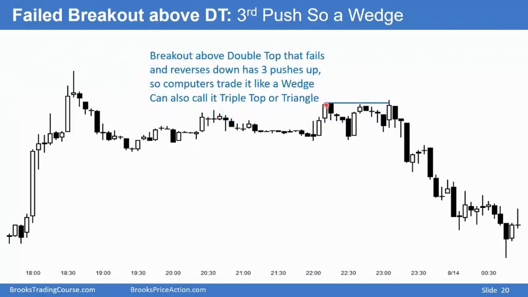Same thing here. We have a double top and a breakout. 3 pushes up, 1, 2, 3, and then it reversed down. You can call it a wedge. It's a type of wedge. It's the same forces as a wedge. A lot of traders would simply call it a triple top or a failed breakout above a double top, or they would look at this and call it a tight trading range and a failed breakout above the top of a tight trading range.